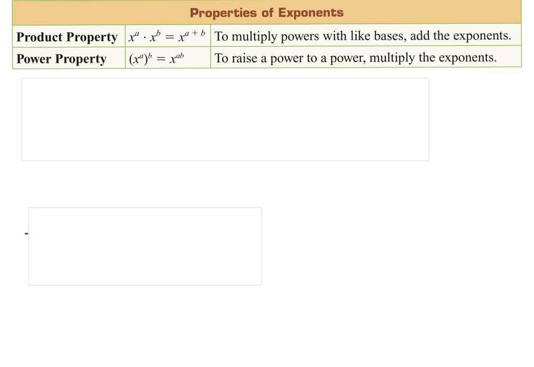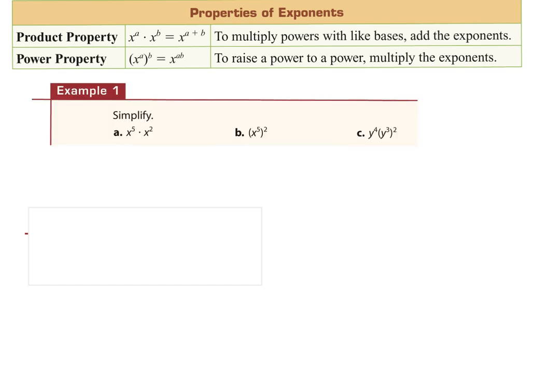All right, so if they're like bases, you're going to multiply. You're going to just add those exponents. And then they give us some examples here. So they have combined these properties here. This is your basic property. We're just going to add those. This is your power to a power. We're going to multiply those.